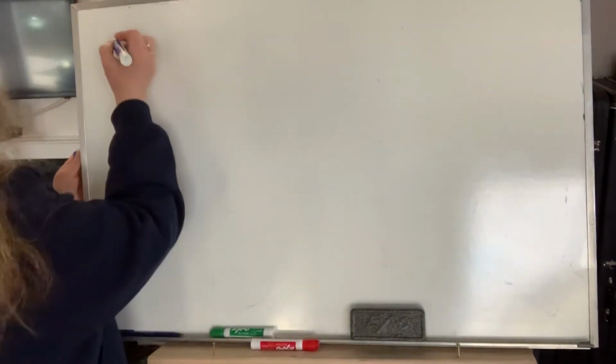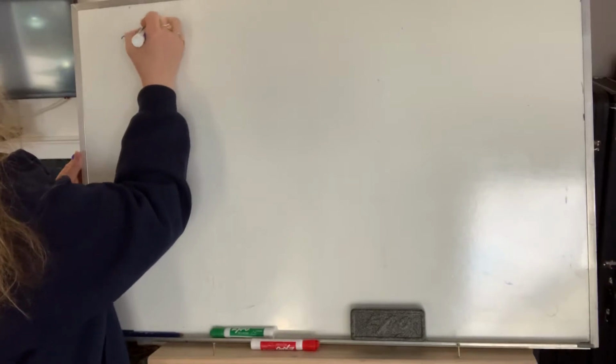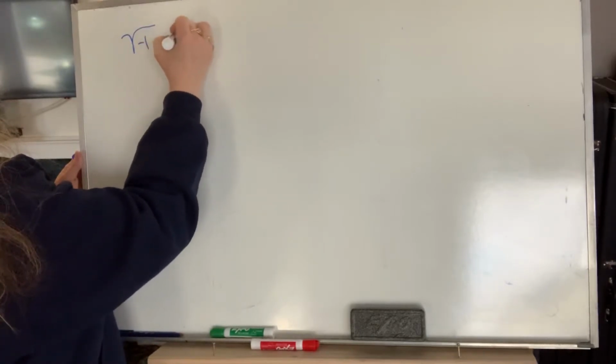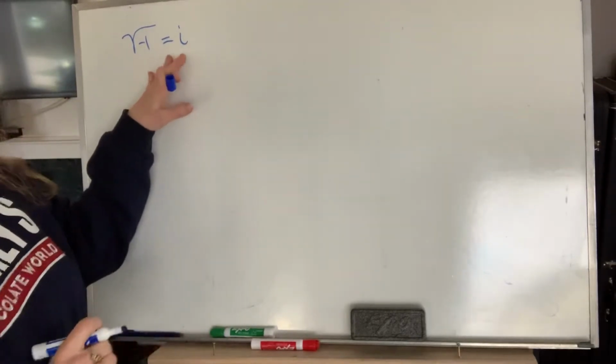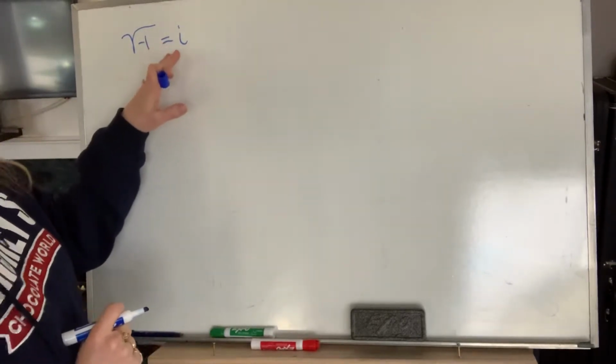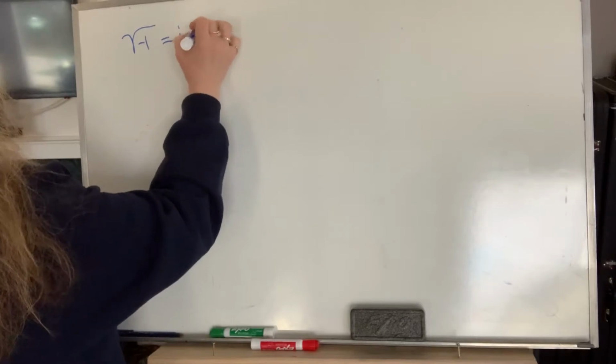A lot of this deals with imaginary numbers. Just a couple basics to get started. If you can always remember that the square root of -1 equals i. Okay, don't let it get any more complex than that. This is called an imaginary number.